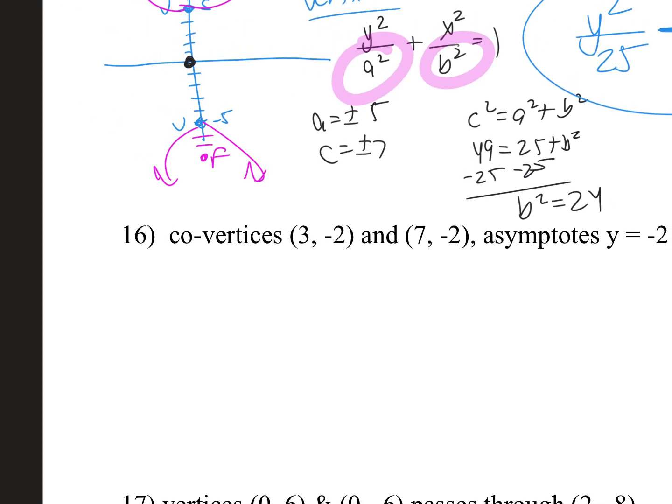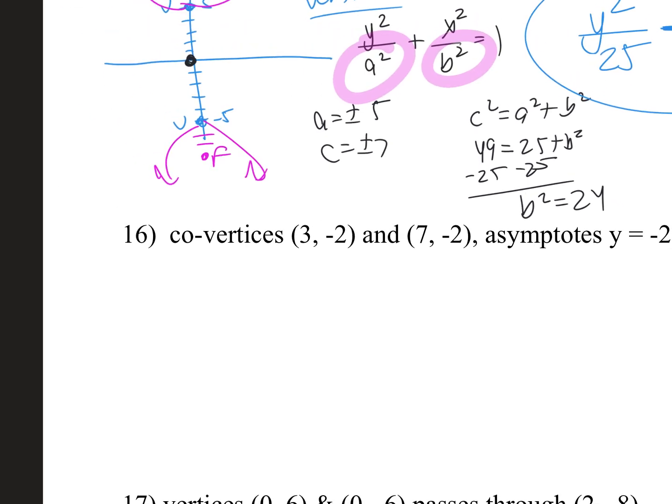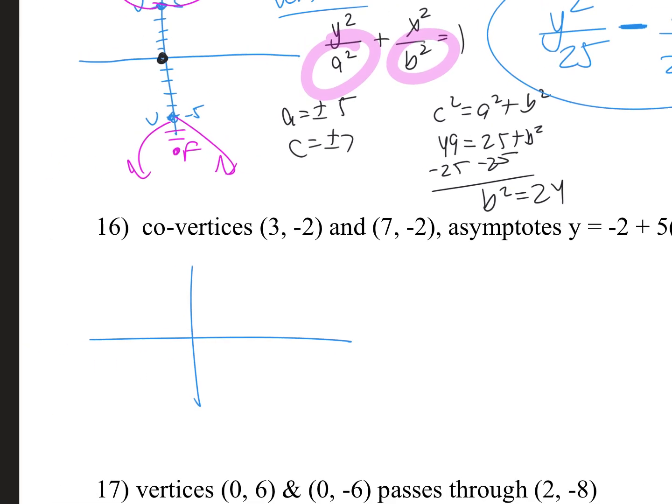16. What are we talking about here? All right, so 3, -2, and asymptotes. So what are they telling me? 3, -2. 1, 2, 3, 1, 2. This is a covertex. And then 7, -2. 1, 2, 3, 4, 5, 6, 7, -2 is another covertex. Well, what do we know about covertices? Are those important? Are those on the major stuff, or are those on the ones that aren't so important? Those are the ones that aren't so important.